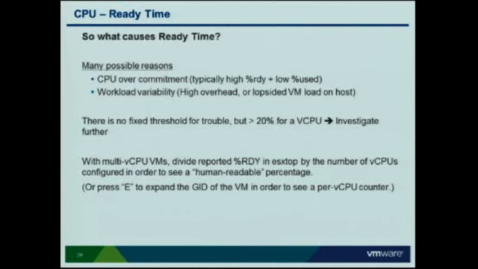Is it because there's too many vCPUs on the host? Could you use DRS to move them out? Could you right-size a couple VMs and get yourself a little bit more breathing room?